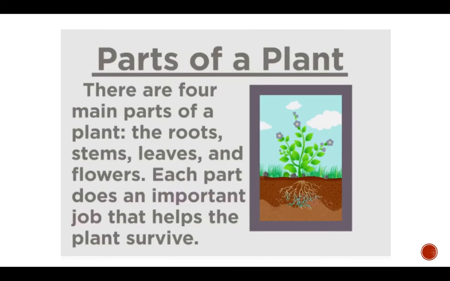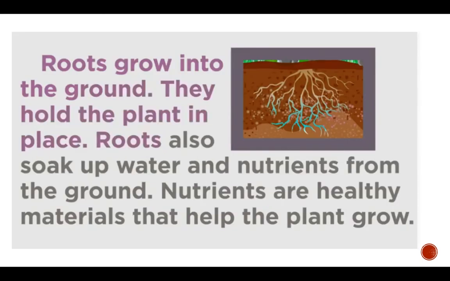Now we're going to read this little text. Please pay attention and try to catch the best ideas. Parts of a plant. There are four main parts of a plant: the roots, stems, leaves, and flowers. Each part does an important job that helps the plant survive. Roots grow into the ground. They hold the plants in place. Roots also soak up water and nutrients from the ground. Nutrients are healthy materials that help the plant grow.